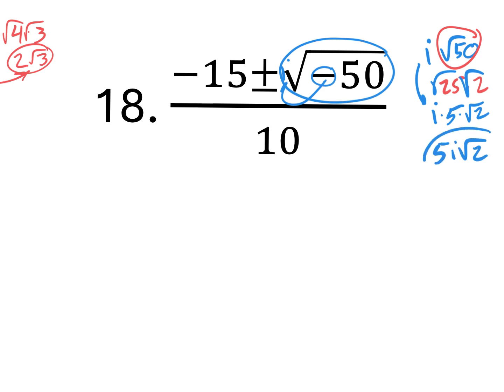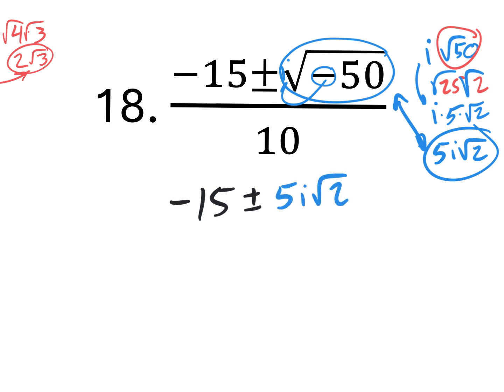Now keep in mind that this is the same thing as the square root of negative 50. So all we're going to do is replace them. Negative 15 plus or minus 5i square root of 2. And that is all over 10. And now we have 1, 2, 3 terms, and they are all divisible by 5. So we're going to reduce by 5. Negative 15 reduced by 5 is negative 3. 5 divided by 5 is 1. And 10 divided by 5 is 2.